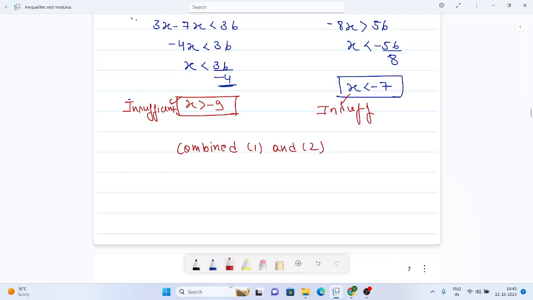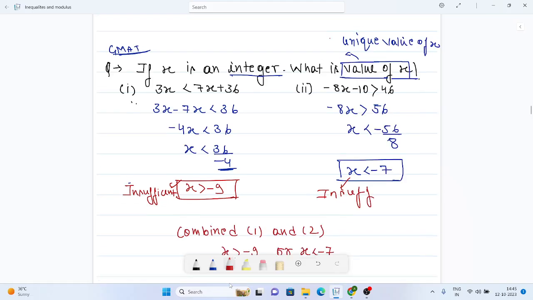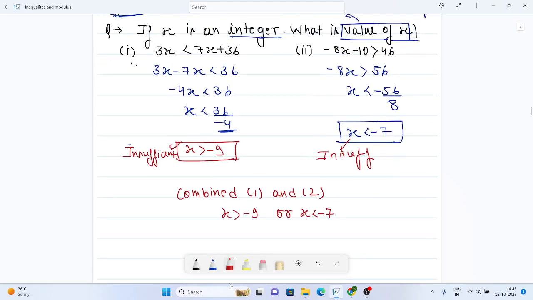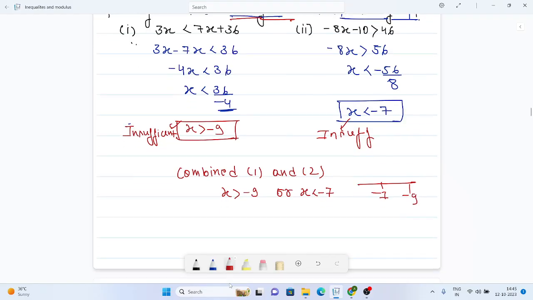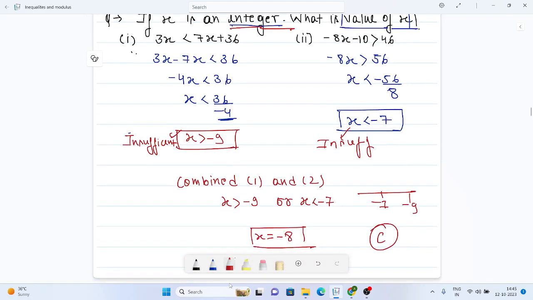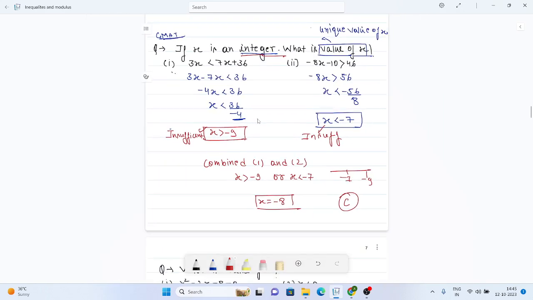then what I get is x is greater than minus 9 and x is less than minus 7, and one condition is already given in the question, that x is an integer. So the only possible integer between minus 9 and minus 7 is minus 8, so x is equal to minus 8. So both together are sufficient, so the option is C. Got this question, data sufficiency? So note this down and then we move forward.